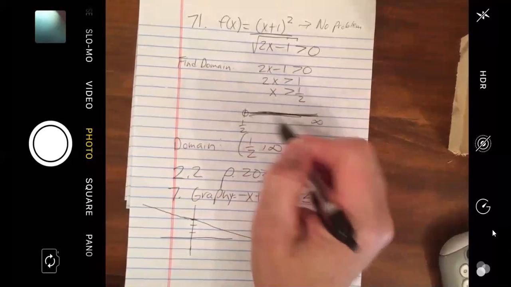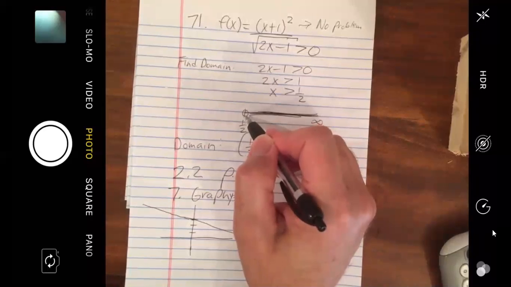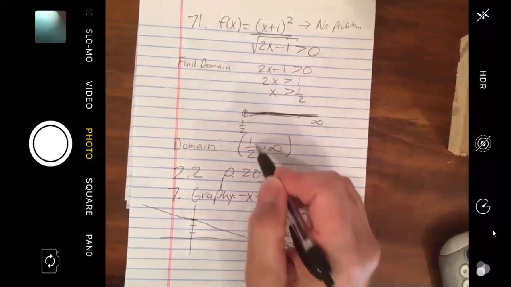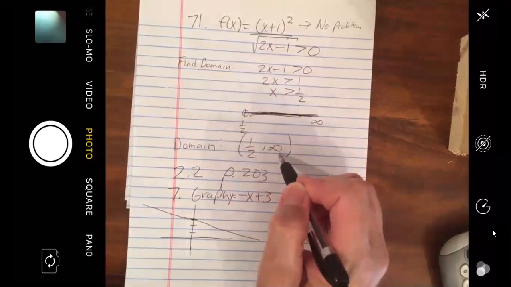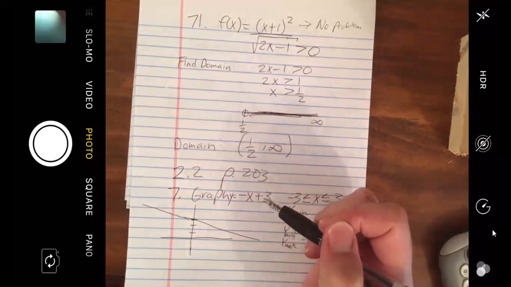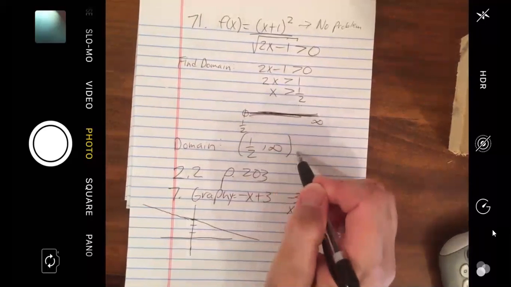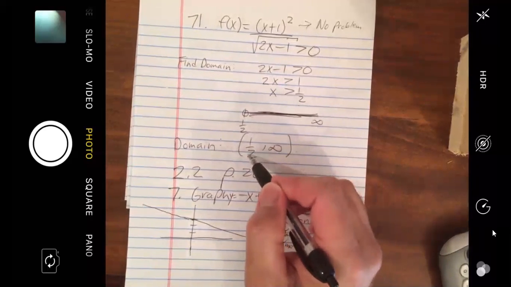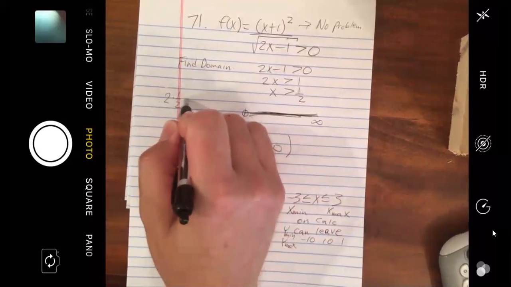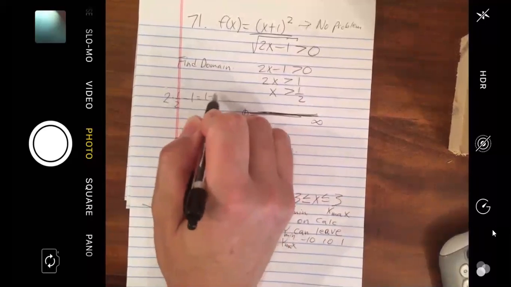Lay it out on the number line: 1/2, have an open circle, shaded to the right. 1/2 comma infinity, with a parenthesis there. Any number between 1/2 and infinity works, but you can't use 1/2. You can almost see it. You'd have 2 times 1/2 minus 1, 1 minus 1 equals 0.